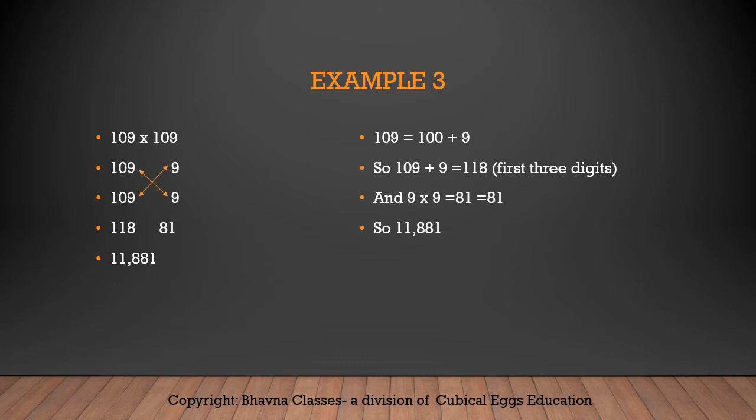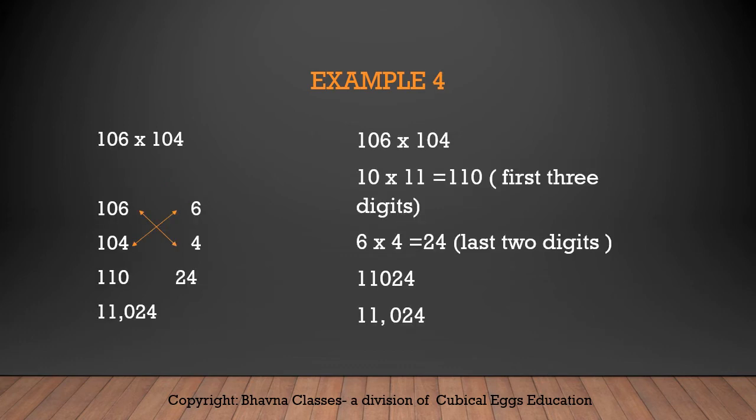109 is obtained by adding 9 to 100, and the same for the other 109. Then 109 plus 9 is 118, and 9 times 9 is 81. So the answer is 11,881. If I use the other approach, I get 109 by adding 9 to 100, same thing. Now I add 9 to 109, which is 118. That is my first three digits. And for the last two digits, I square 9 to get 81. So I get 11,881. If you look closely, there is no difference. The method is the same. So it's up to you which approach you want to use.